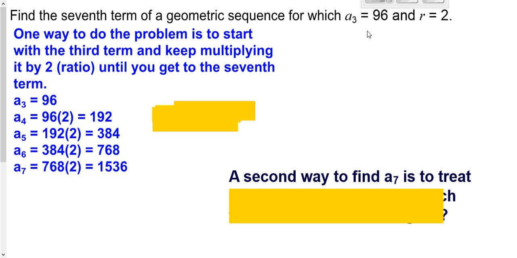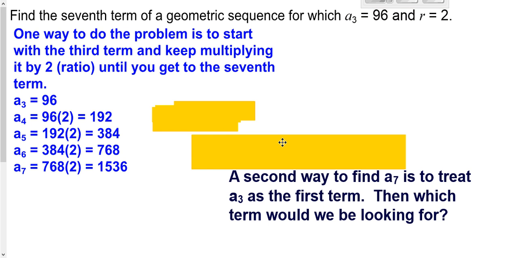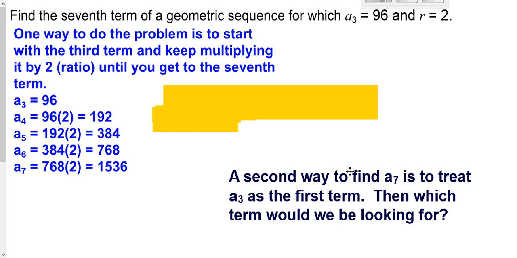However, if you were looking for your 28th term when you were given this information, that would be kind of a pain to do. So a second way you could do it is you could say, okay, if I'm looking for that seventh term, but I treated a sub 1 as the first term, that's 2 less. That means I'd really then be looking for my fifth term.